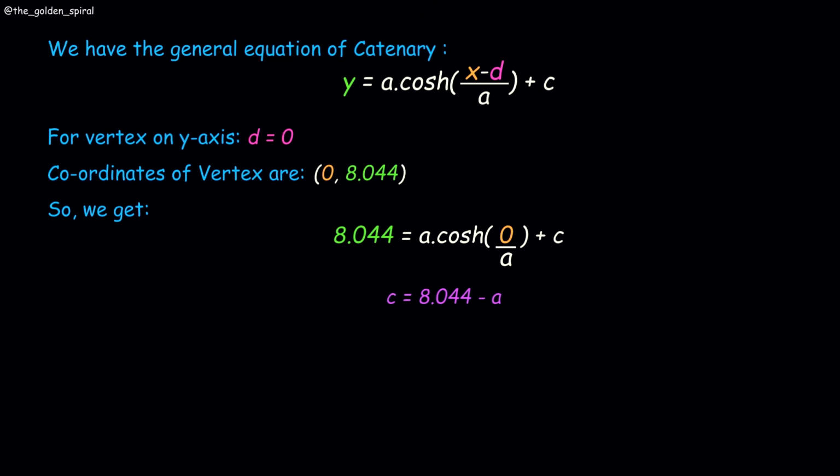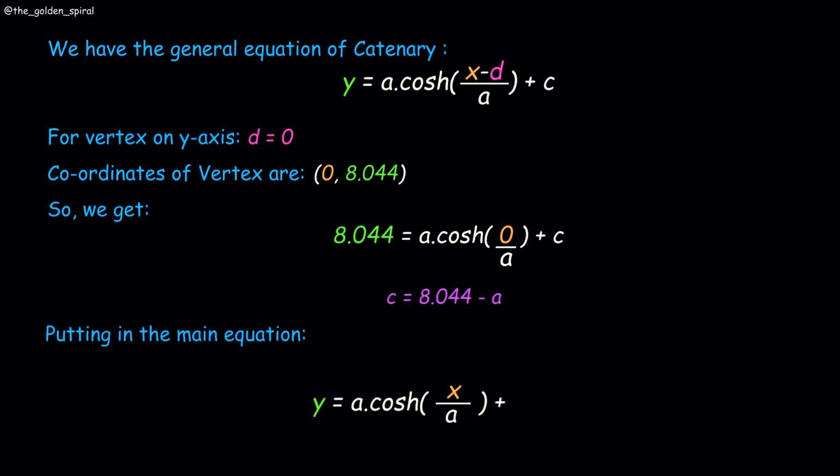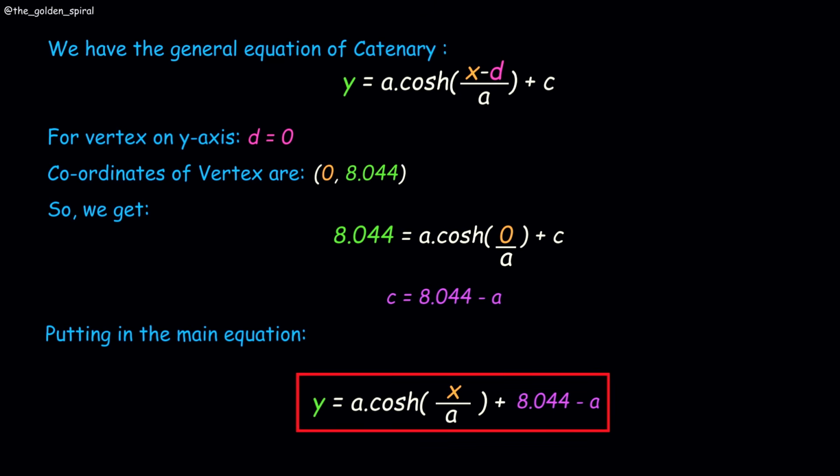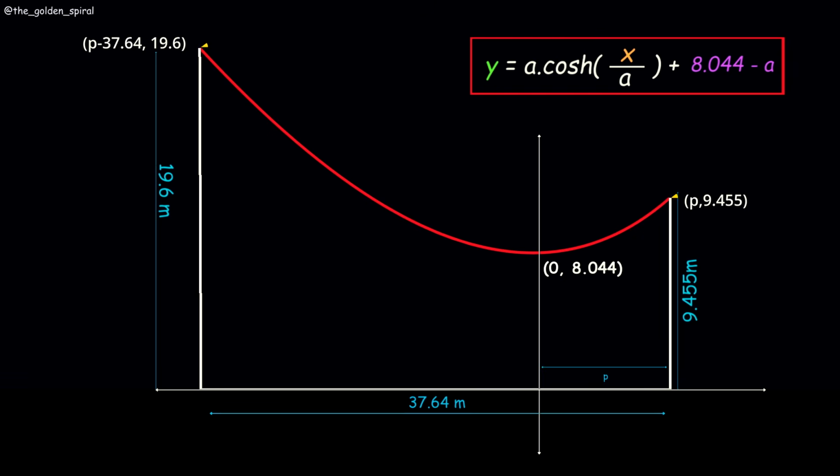We got c in terms of a. We can substitute it in our main equation, and our equation is left only in one parameter, that is a. Since this is the equation of our curve, it must pass through these endpoints. So these endpoints must satisfy this equation.